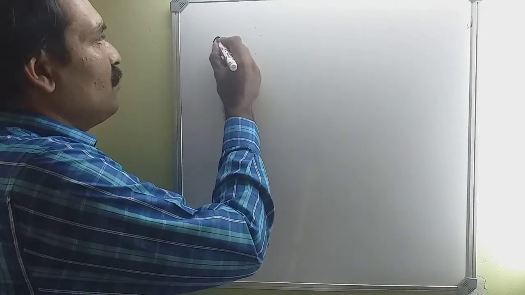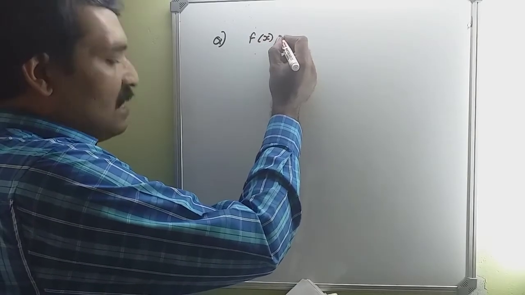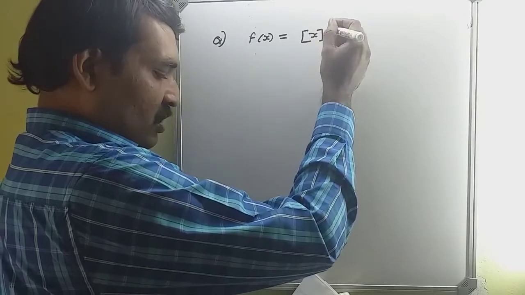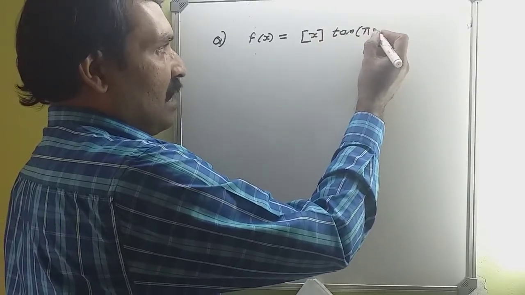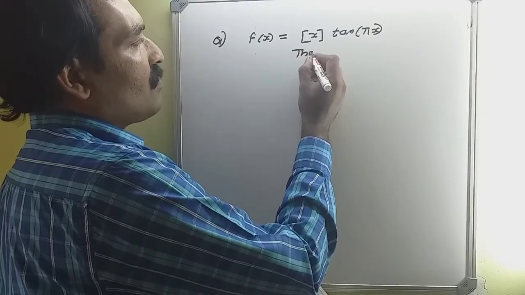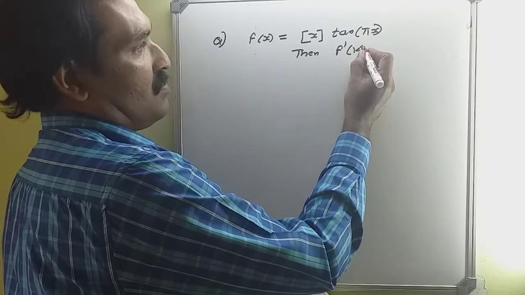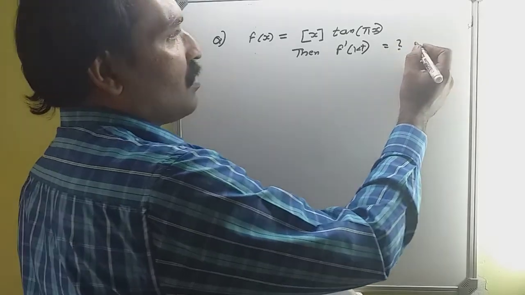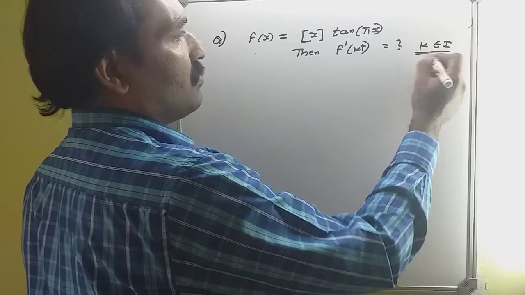Question. F of x is equal to greatest integer function of x into tan pi x. Then f dash k plus is equal to question, where k belongs to I.